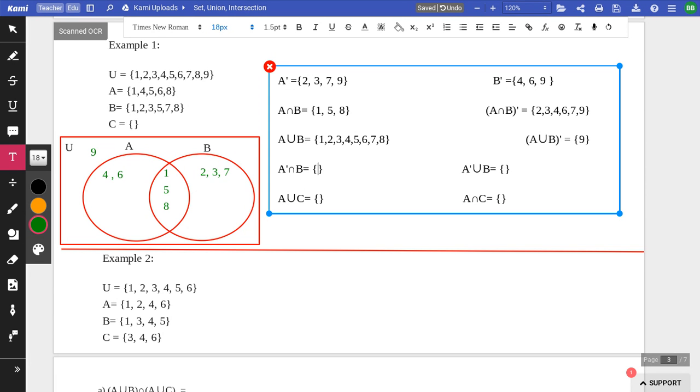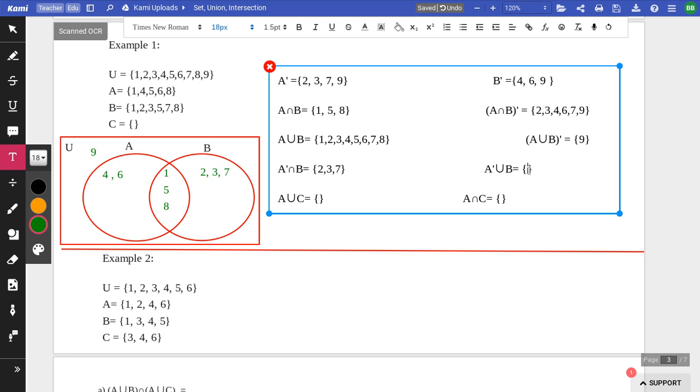And then we have to look at not A and B. So we want to know what intersects, what numbers are in common, not A and B. So 2, 3, and 7.